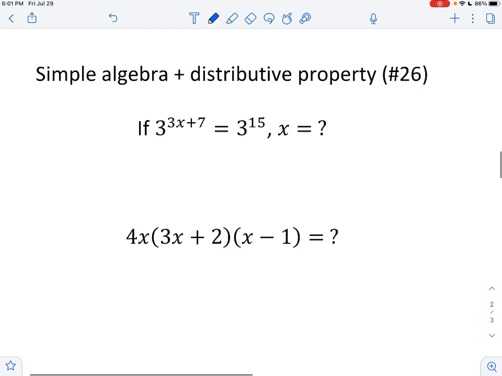Simple algebra and distributive properties. So simple algebra, just solving equations like this. This looks complicated, but really what you do is you just cancel out the 3's here, because in order for 3 to the something to be equal to 3 to the something, the somethings up there need to be equal to one another, right?